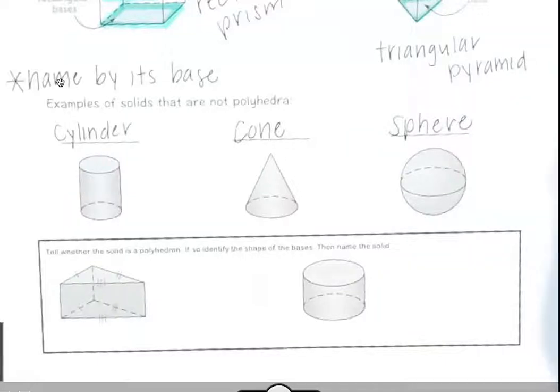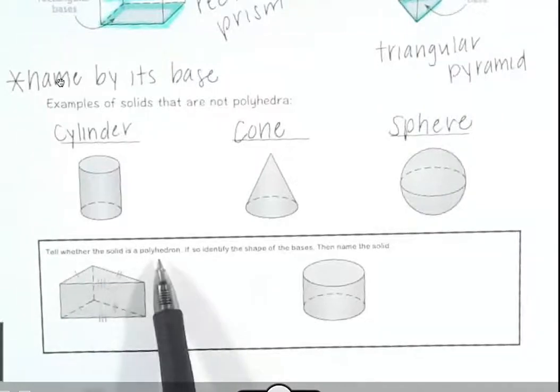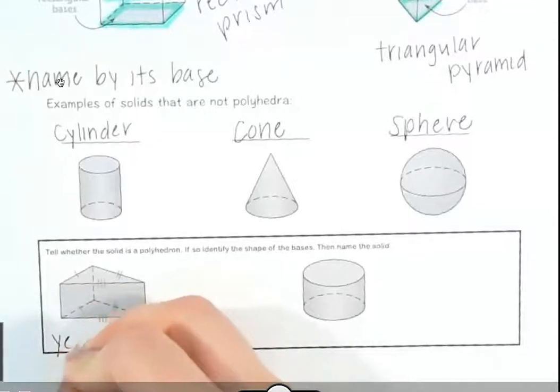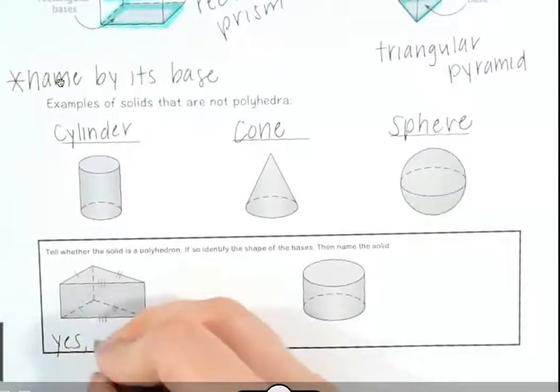Now let's see if we can put all of this together down here. We are asked, tell whether the solid is a polyhedron. If so, identify the shape of its bases, then name the solid. So we have a few parts here. Let's first decide, is this first solid a polyhedron? Remember, a polyhedron is made up of straight sides. Do I have any curves going on here? Nope, so yes, it's a polyhedron.